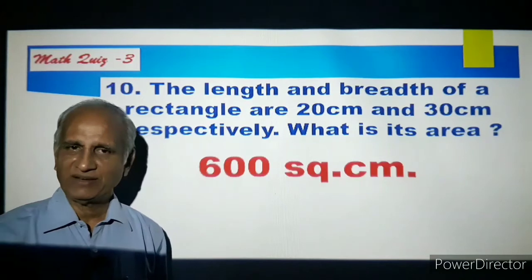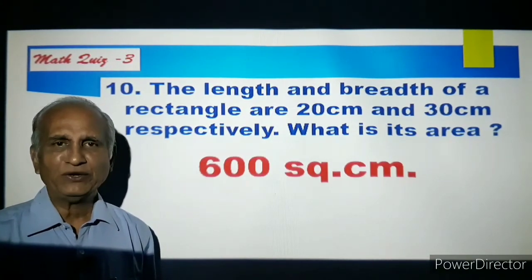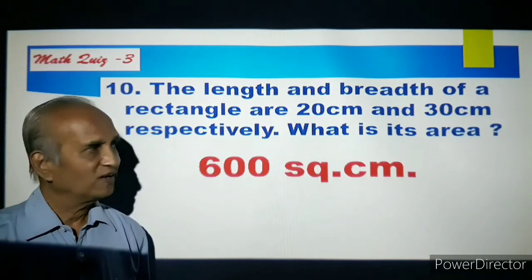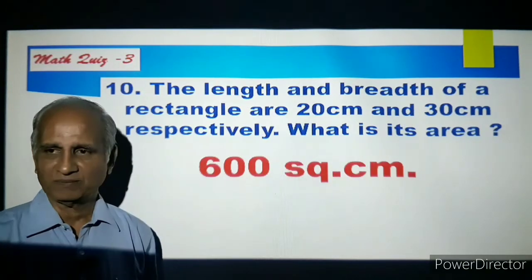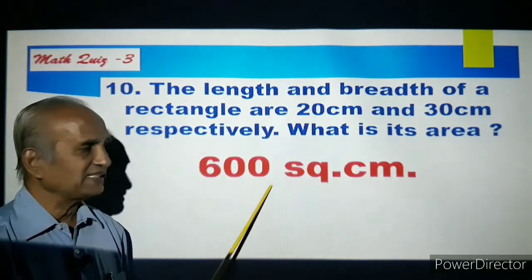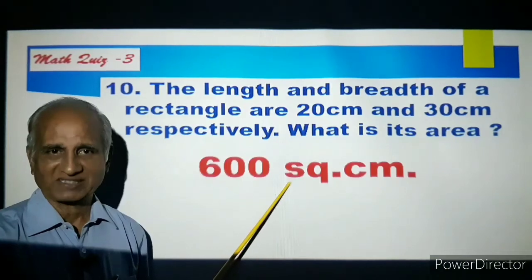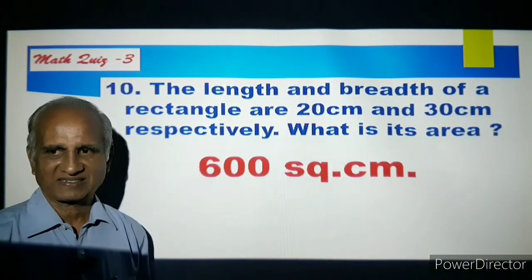Area is always given in the case of a rectangle by length into breadth. So 20 into 30. 2 3s are 6, 2 zeros. The answer is 600 square centimeters. It should be in squares. Square centimeters.